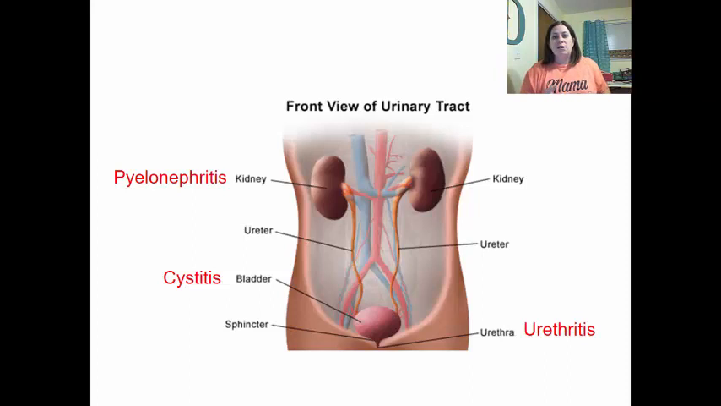Now this leads us to a couple of places of inflammation that can take place in the urinary system. We have pyelonephritis. This is going to be severe inflammation of the kidneys. We have cystitis, which is inflammation of the bladder, and urethritis, which is inflammation of the urethra.